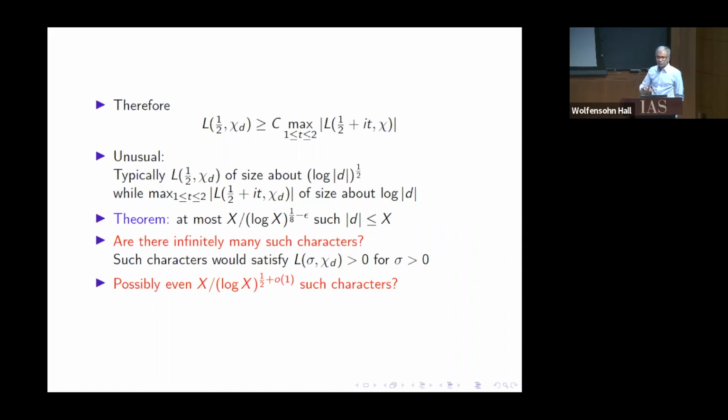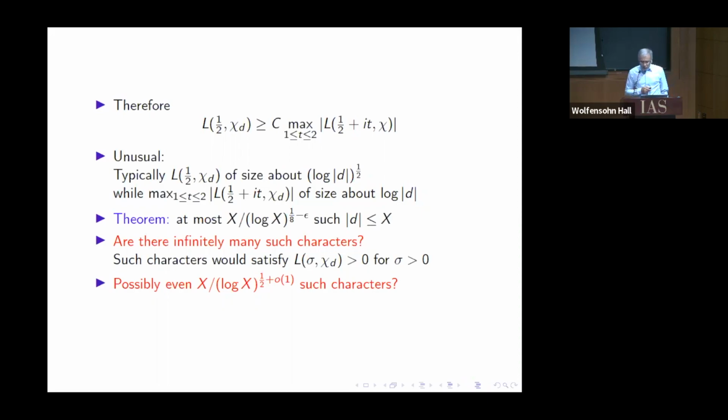And this is the kind of problem that I've been talking about in the rest of the talk. We know how the central value L(1/2, χ_D) should behave. Typically, it's of size (log x) to the 1/2. We know what the maximum of this should behave like. It behaves like (log x) to the 1. So you see that this is an unlikely thing to happen. So by making this precise, we've been able to show that there are at most x over (log x) to the 1/8 such discriminants up to x. You could do corresponding results for prime moduli as well.